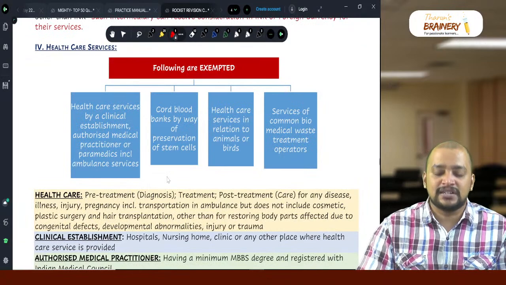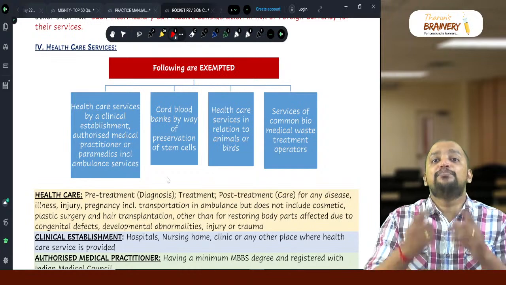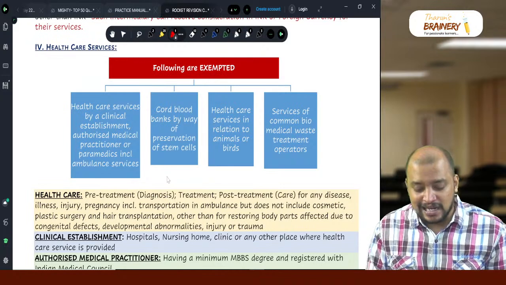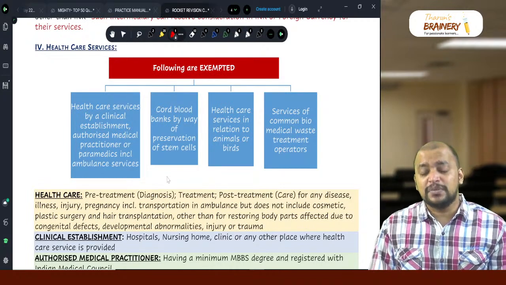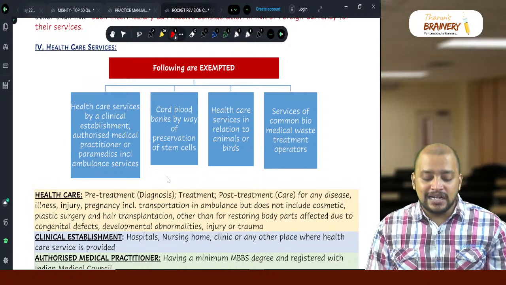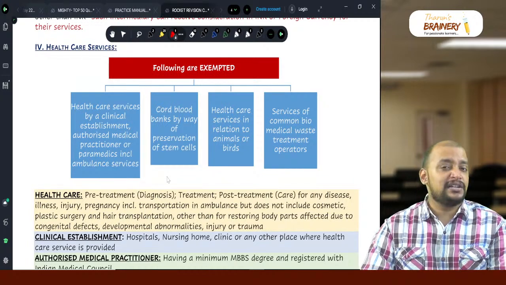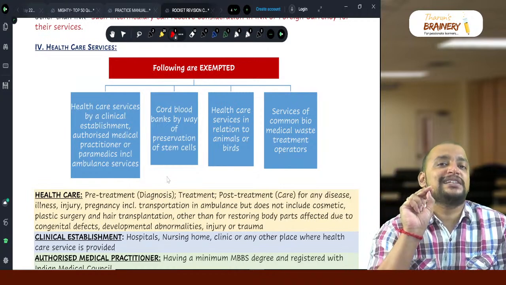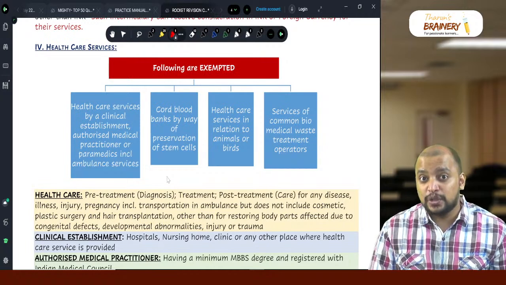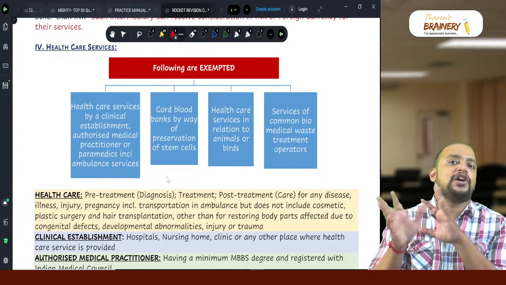Then healthcare services. In relation to healthcare services, first you need to remember that healthcare services by a clinical establishment or an authorized medical practitioner or a paramedic is exempted. Okay. Now, what is the meaning of healthcare services? It can be diagnosis, treatment, care for any disease, illness, injury or pregnancy, including transportation of patient in ambulance, but it does not include 3: cosmetic surgery, plastic surgery and hair transplantation. So other than for restoring the body parts affected due to congenital defects, developmental abnormalities, injury or trauma. So basically these 3 will not come under healthcare service.